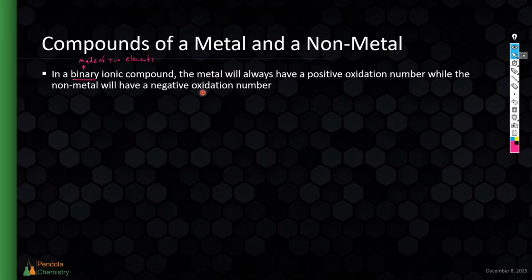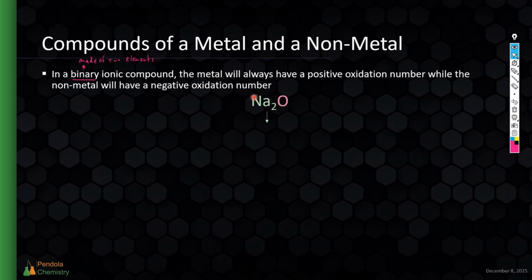where we said that the element that is more electronegative is going to have the negative oxidation number. Well, metals are never more electronegative than non-metals, and so we are going to have the metal having the positive oxidation number and the non-metal the negative oxidation number. So let's look at an example for it.